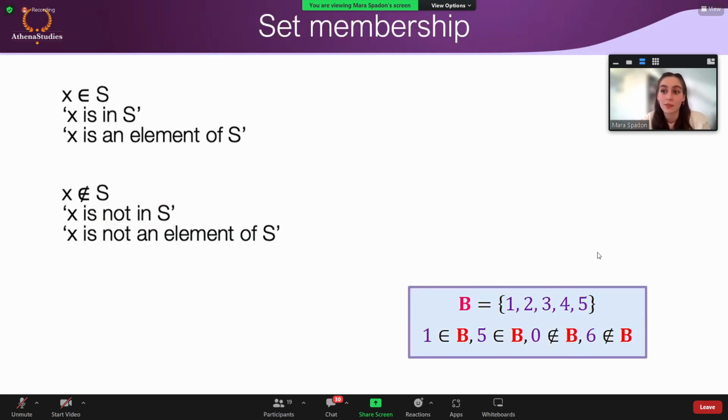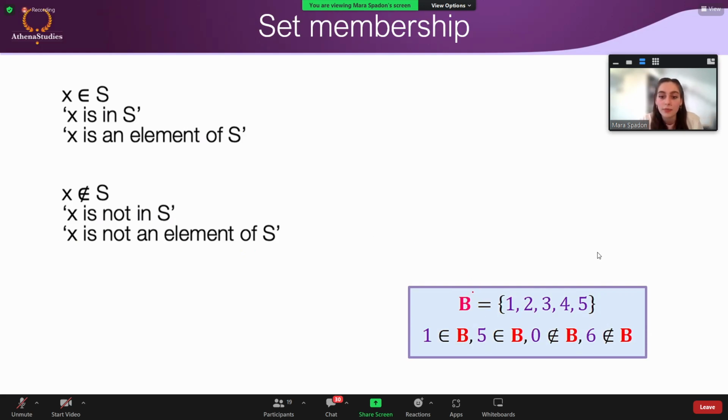Then we have something called set membership. So we have this little sign here that says element or not element. So we could say that X is in S or X is an element of S. And similarly here, we say X is not in S or X is not an element of S.